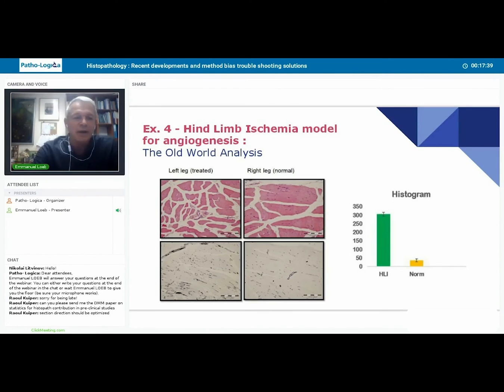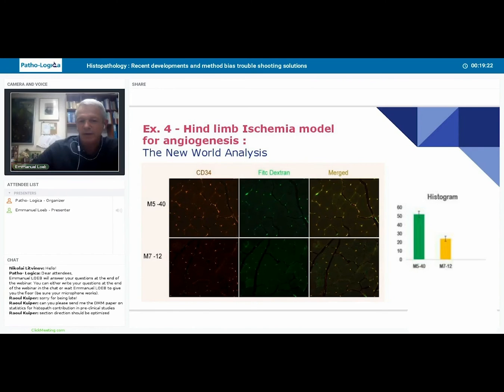Another model we do a lot in Patho-Logica is the hind limb ischemia model for angiogenesis. This is the old world analysis as we used to do it before. You can see the muscle tissue of the treated leg and the normal leg. You can see the atrophy, and below you can see the immunohistochemistry of the vessel markers. And this is how we used to quantify those samples in the past. You see it's complex. It depends on if you can have some artifacts above.